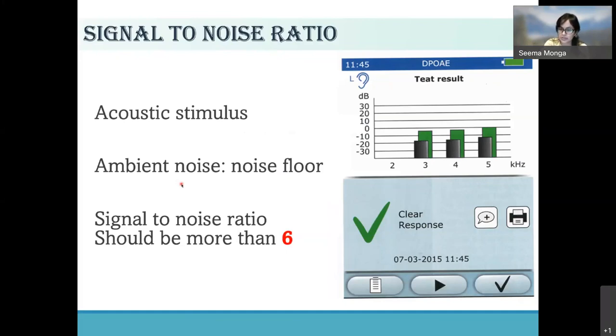This is how we interpret it. A tick mark is given. It says clear response, pass. And what is this green thing? Green is the acoustic stimulus. Black is the noise. What are these 2, 3, 4, 5? These are frequencies. At 2000 hertz, we are not measuring in this case. At 3000, 4000, 5000, we are measuring. So signal to noise ratio is more than 6, all right? Here it is more than 6, so it is pass.